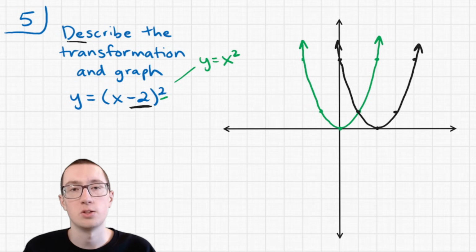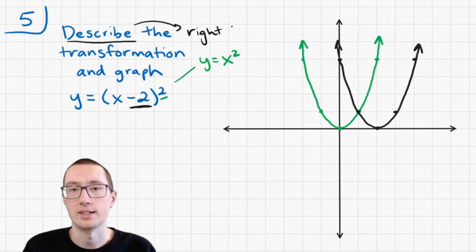And it also says here that you need to describe the transformation, which is simple. We moved it 2 squares to the right, so you would say right 2. That's it. That's all you have to do. So this is our final graph.